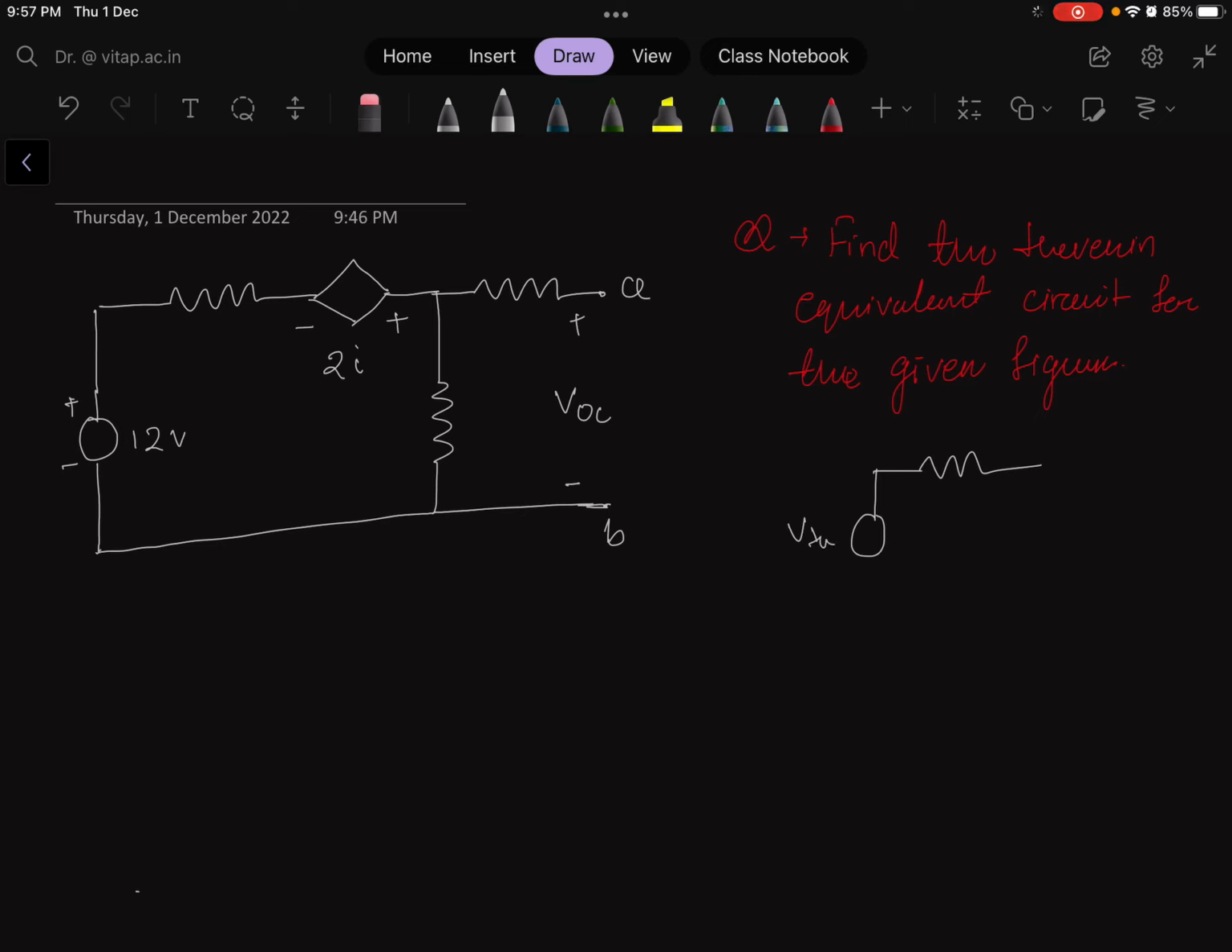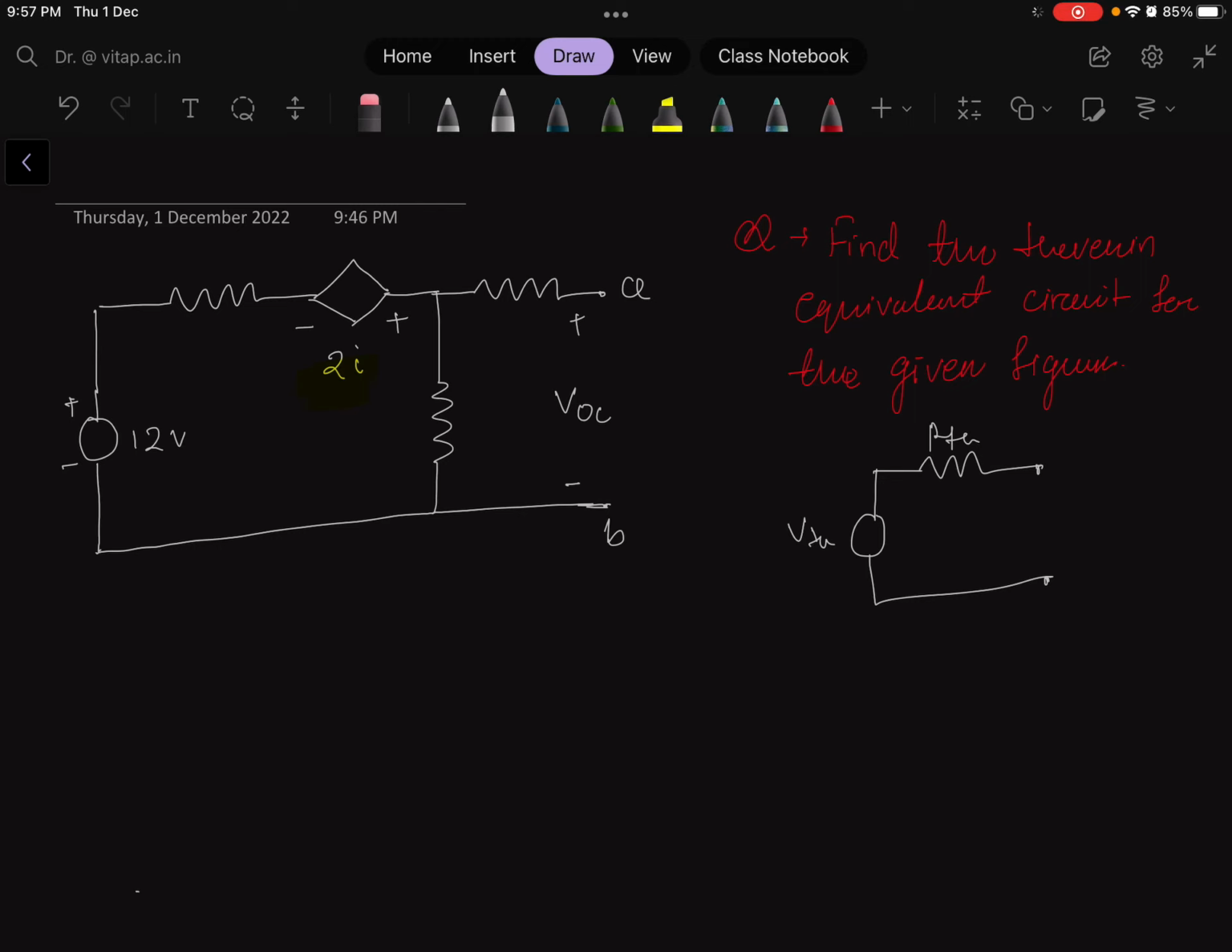So, this will be your VTH and it will be your RTH, and we have to represent the circuit as a combination of VTH and RTH. Now in this circuit you can see that one dependent source is there. So, this is the dependent source. Whenever there is a dependent source, the approach to solve the circuit is a little bit different from usual. So, first let us know how to solve this circuit.